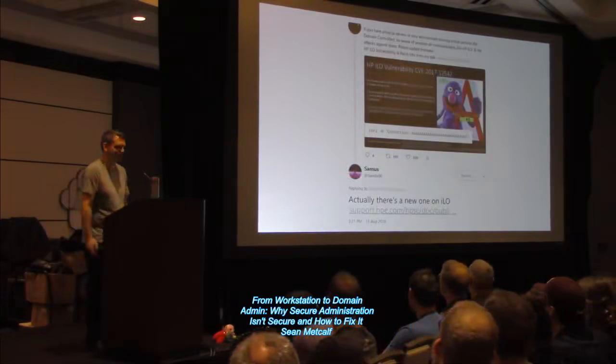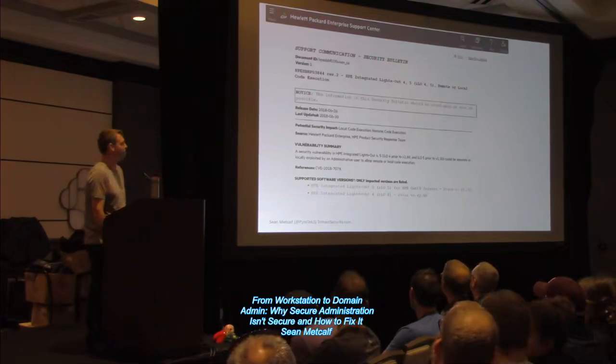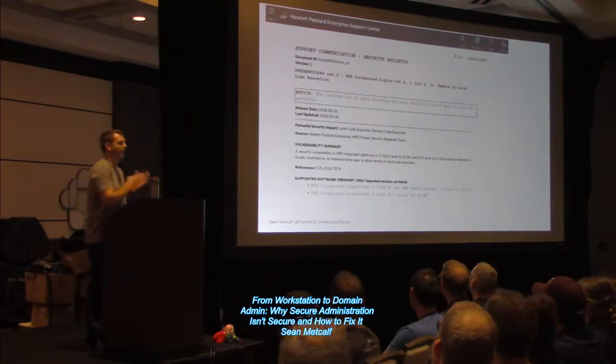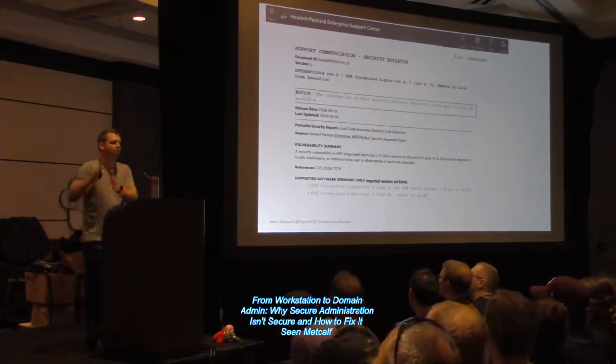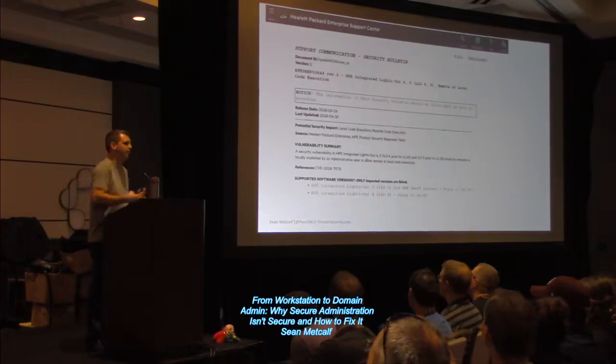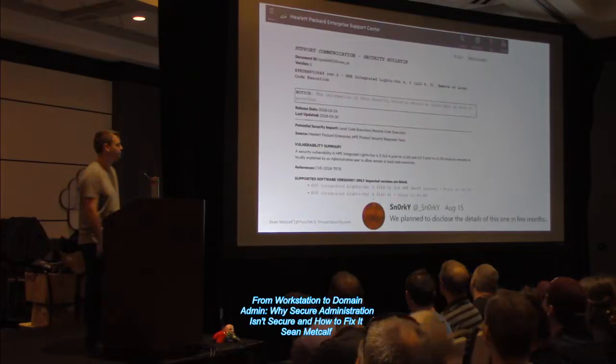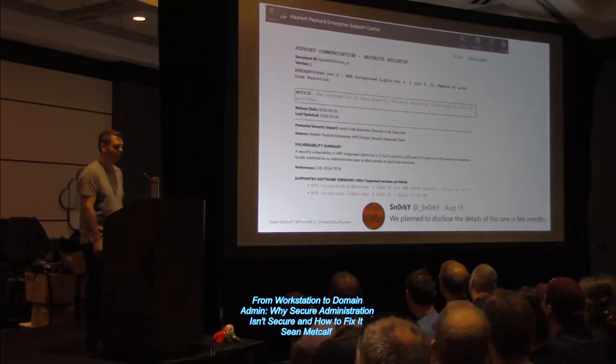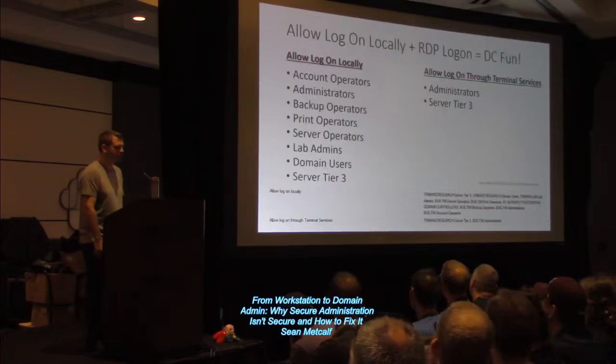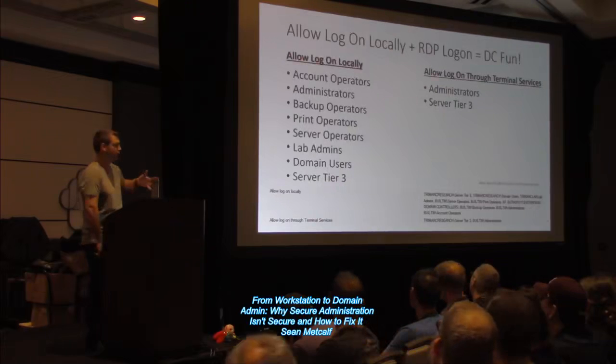But then Sam pointed out that actually there's a new one on iLO that came out this year that I completely missed. There's another issue that just came out in June. So it's important to understand that if you have iLO, it needs to be on an out-of-band network. It's not supposed to be on the same network as everything else, but you'd be surprised how often that actually happens. And Snorky, who works on the team, said they're going to disclose more information on that as well.